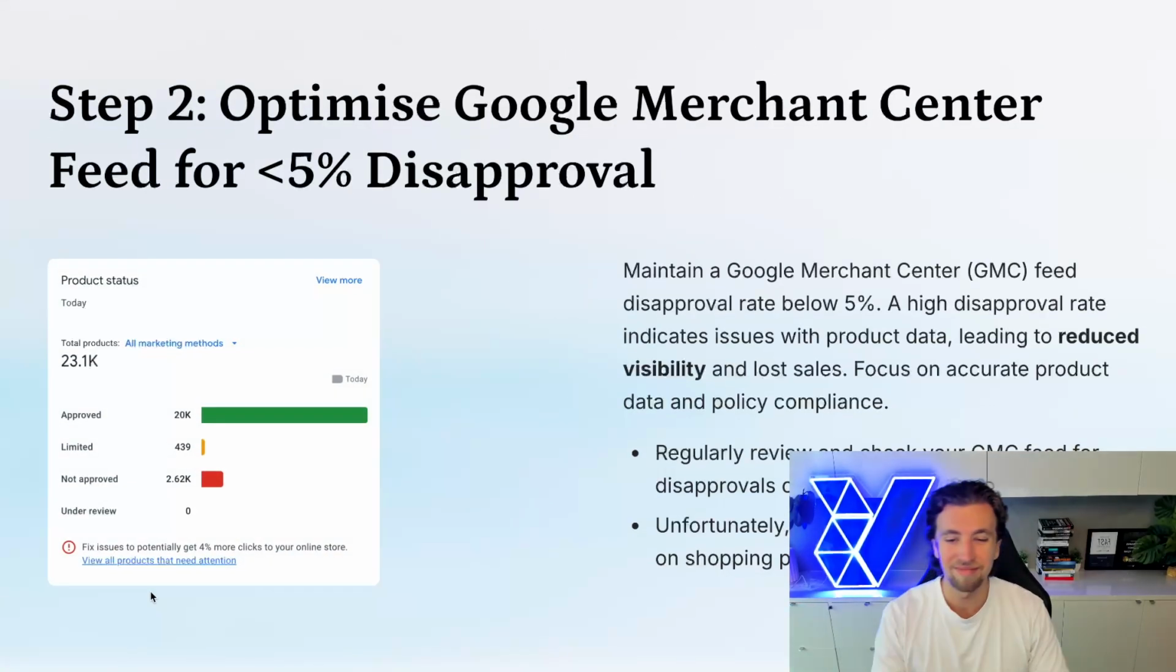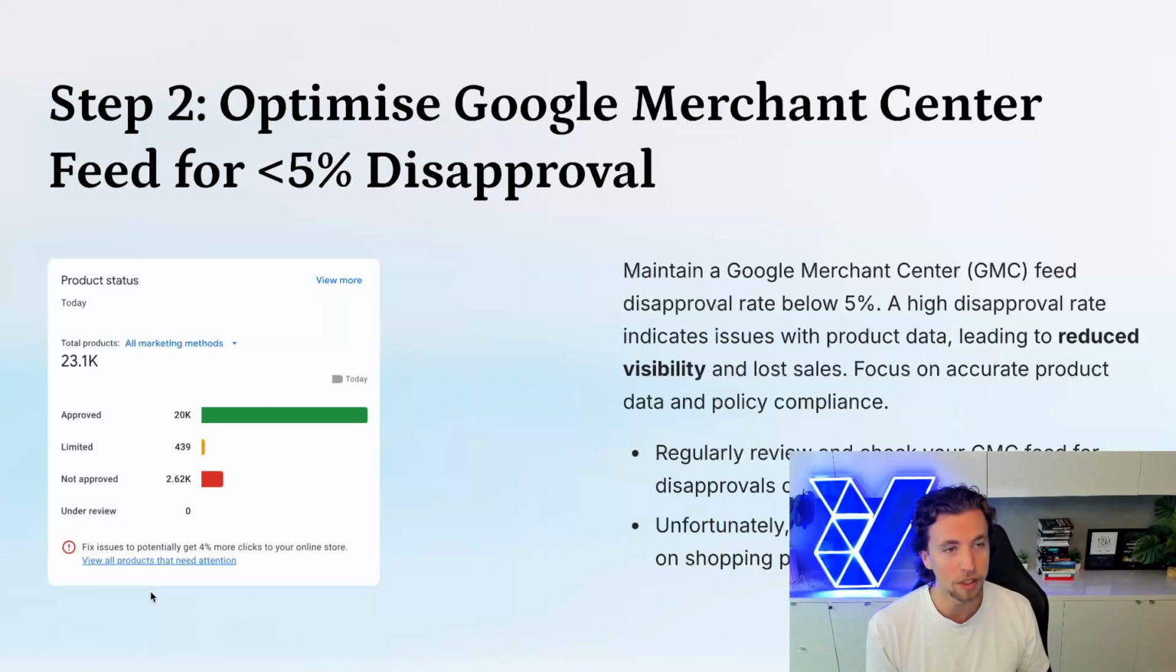Number two, and I hate this one, is optimize your Google Merchant Center for a sub 5% disapproval. And the reason why I don't like it is because no one likes GMC. No one likes going into the Google Merchant Center and just fixing errors all day. But if you follow the YouTube channel, you'll notice that we put up a video almost every single week on how to fix GMC disapprovals.